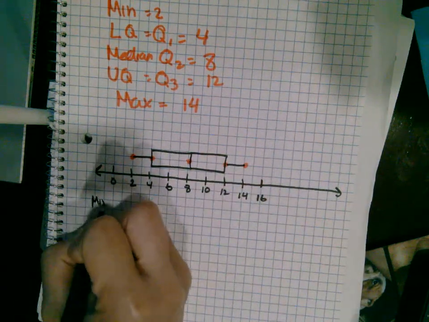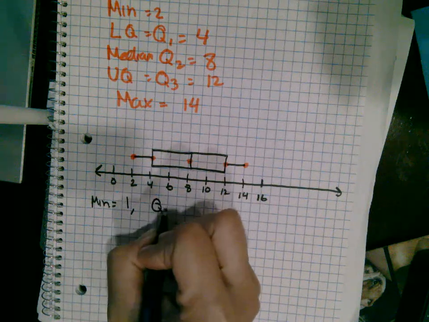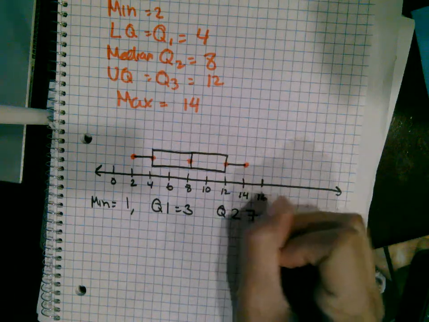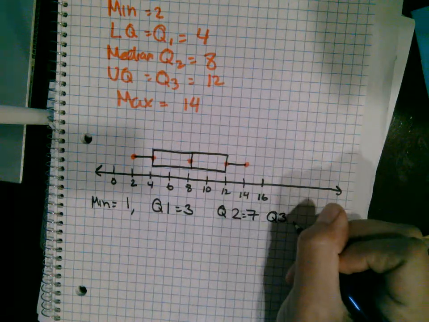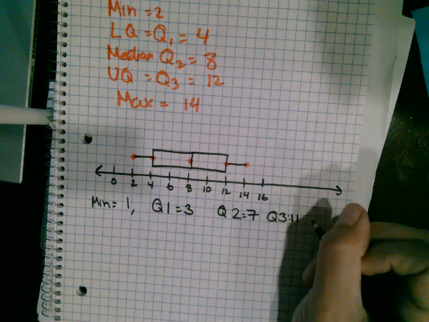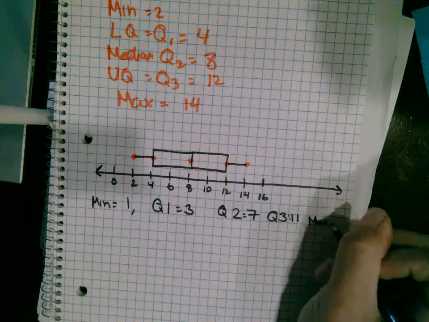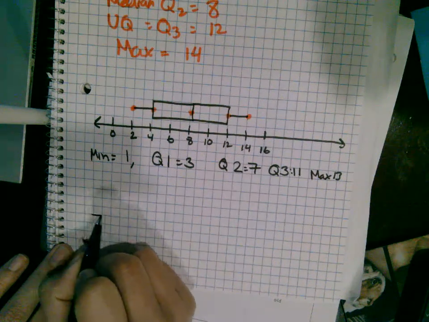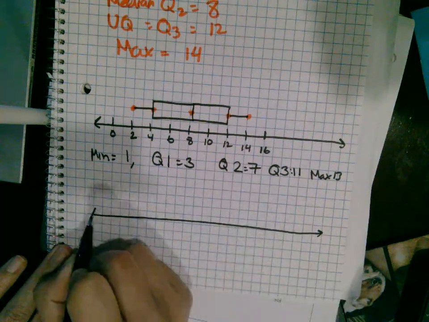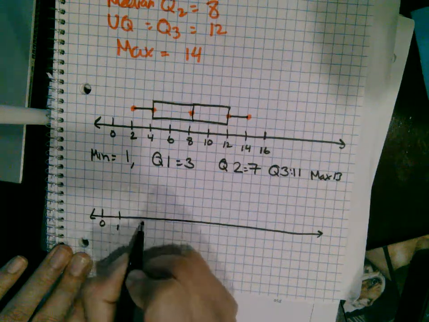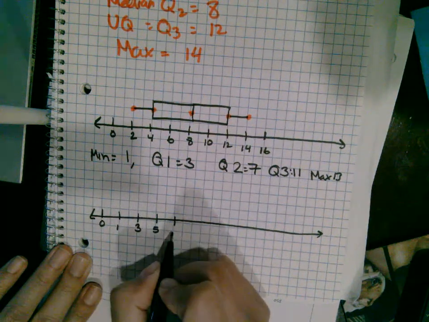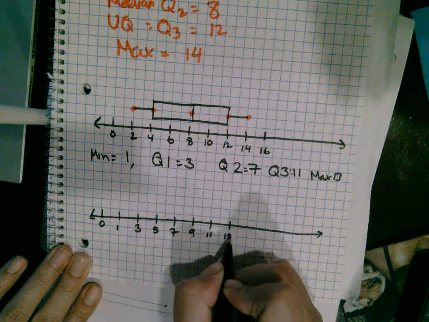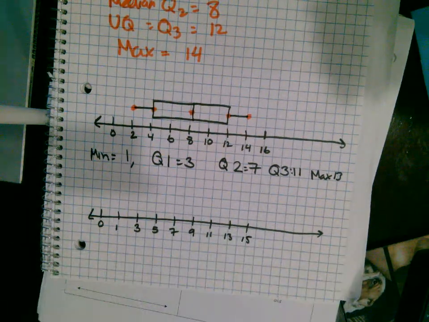We had minimum was 1, quartile 1 was 3, quartile 2, which is your median, was 7, quartile 3, which is your upper quartile, was 11, and then your maximum was 13. So we're going to graph this. The first thing we have to do is create a number line at the bottom. 0, 1, 3, 5, 7, 9, 11, 13, 15. I just kind of skipped one.